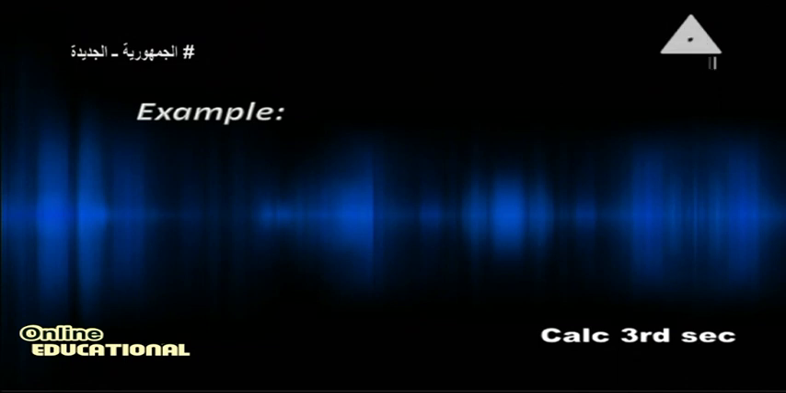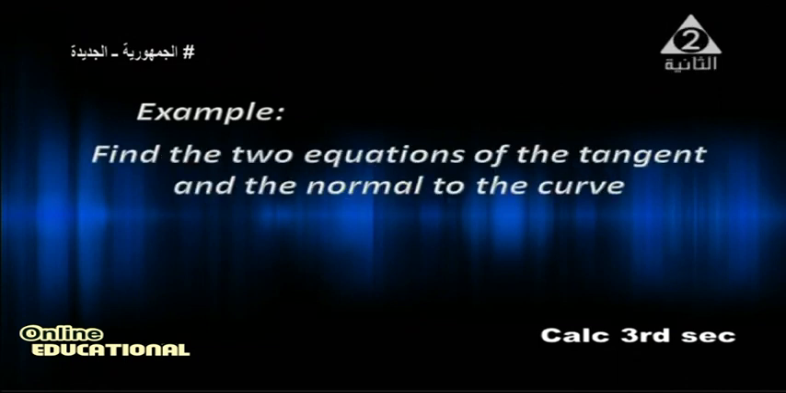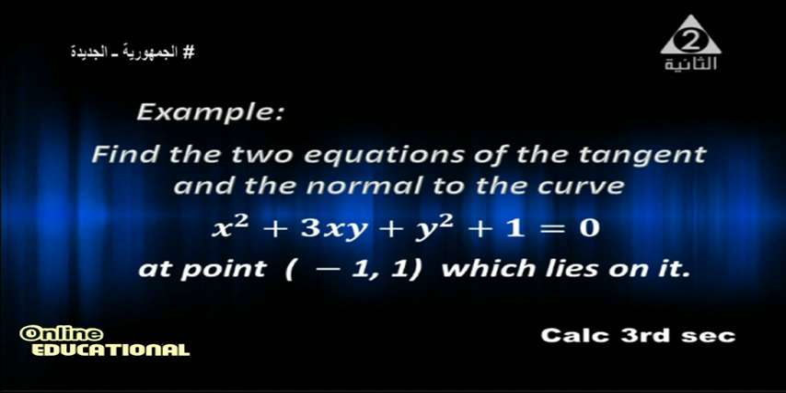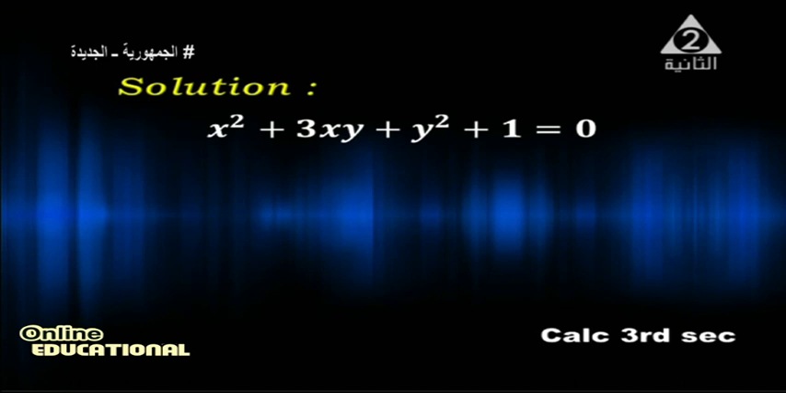Let's start with the first example. Find the equations of the tangent and the normal to the curve x^2 + 3xy + y^2 + 1 = 0 at the point (-1, 1), which lies on it. Now we have a relation between x and y, x^2 + 3xy + y^2 + 1 = 0, which is the equation of a curve.